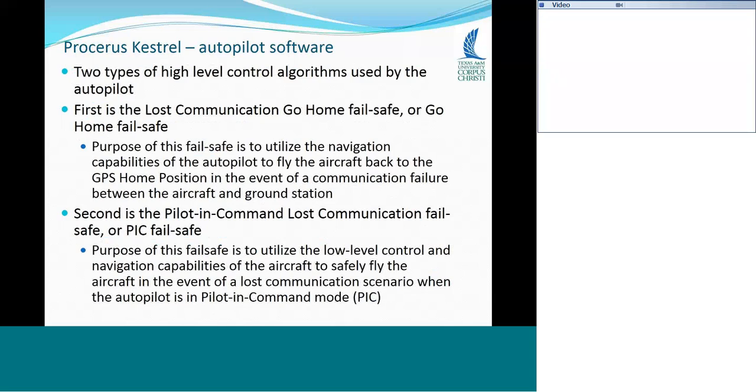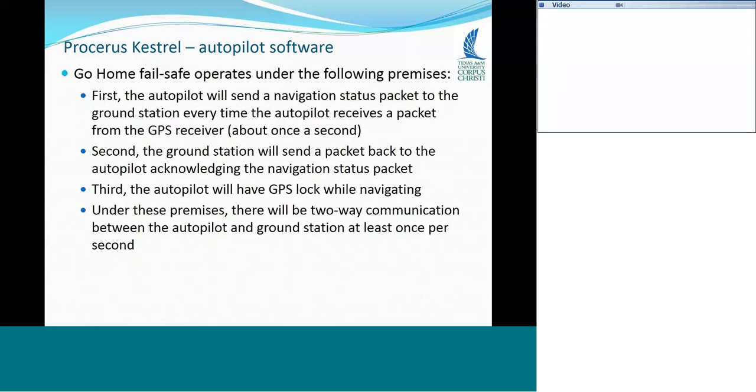The second is the pilot and command lost communication fail-safe, or PIC fail-safe. Purpose of this is to utilize the low-level control and navigation capabilities of the aircraft to safely fly the aircraft in the event of a lost communication scenario when the autopilot is in piloted command mode. So you've got manual control, okay, you're flying the airplane with the joysticks, and all of a sudden you lose that communications link. All of a sudden now you're moving the joysticks and nothing is happening on the airplane. So that's a lost communication during manual control. So there's another high-level loop that takes over and sends it home when it happens in that mode. Okay.